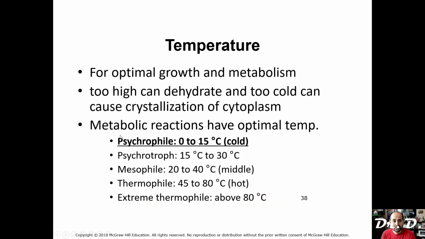You should know the types of bacterium that grow in different temperatures. Psychrophiles, you should know this for the exam. Psychrophiles are the ones that can grow in very cold conditions. Then you've got psychrotrophs, which can grow in slightly warmer conditions. And then mesophiles. You should know that mesophiles are the ones that grow at about human temperature. Human bodies are at about 37 degrees C, 98 degrees F, and those are mesophiles.